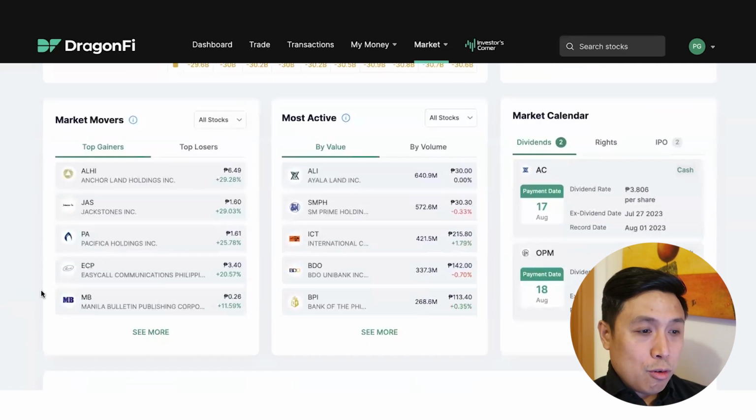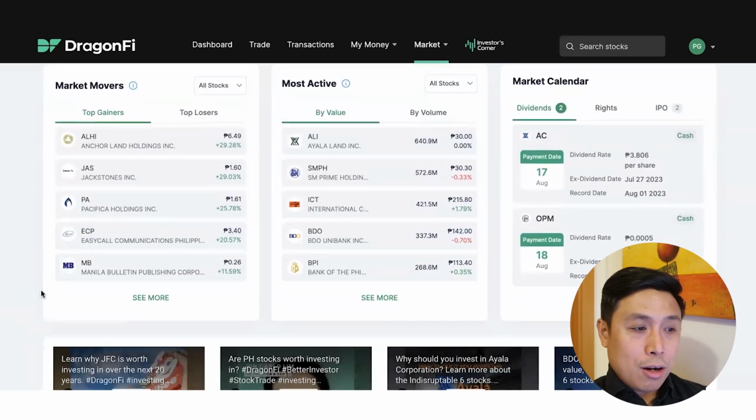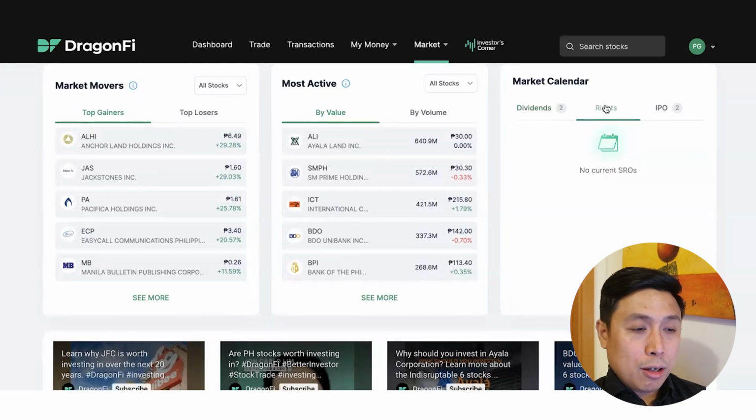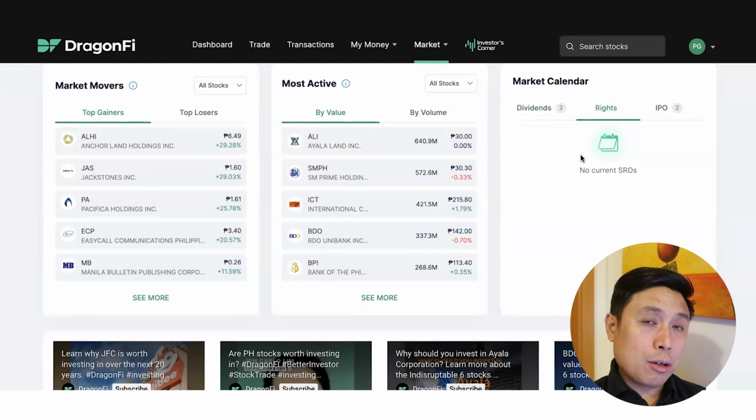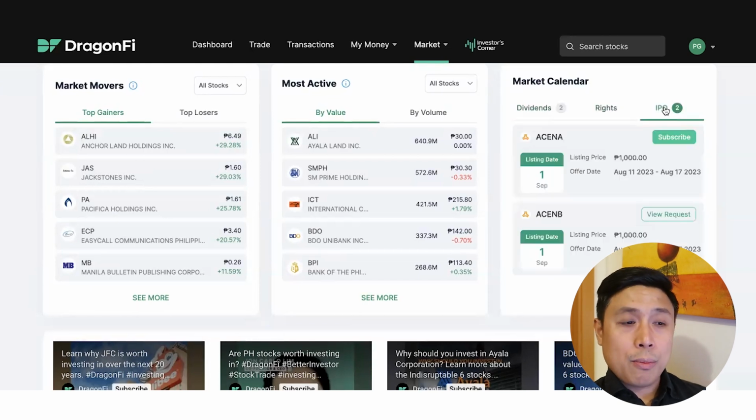Then you have market movers, most active, and then you also have a calendar, which I think gives you some insight on dividends that are coming out, their ex-dates and the record dates as well. But here you could also see if there are some SROs or rights offerings. And also you have some IPOs.